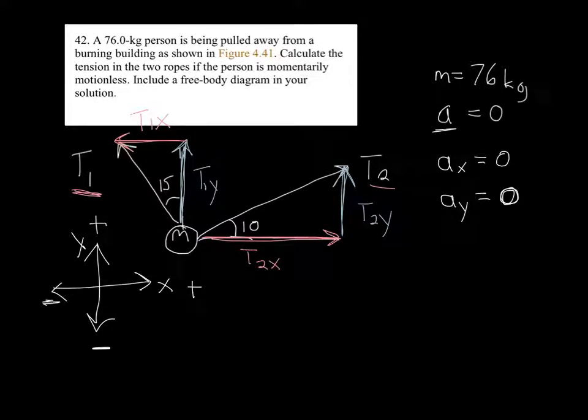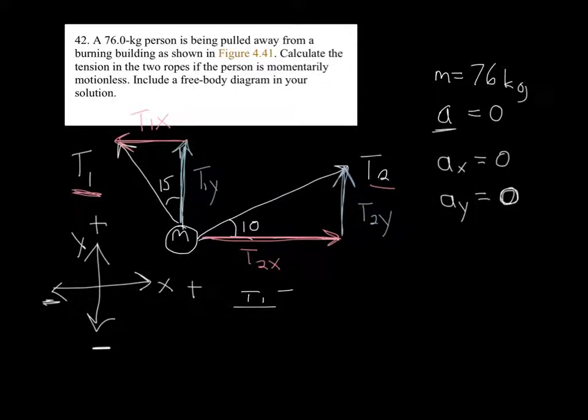So we can write down the tensions. We have those written down. We can write these in terms of components of these right triangles that we've drawn. So I have two right triangles. I have my tension 1 and my tension 2. Let's take a look at the tension 1 triangle first.